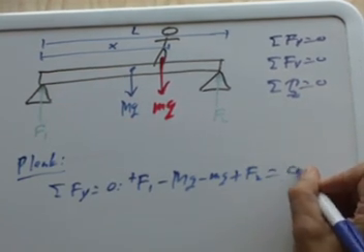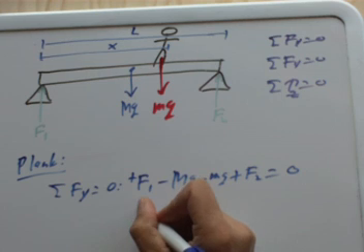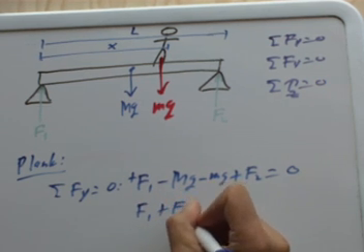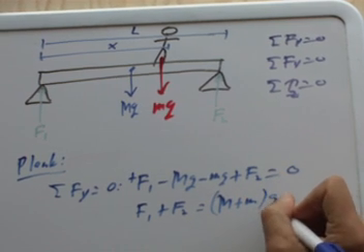And all that's going to be equal to 0. That's the sum of the y forces equal to 0. So we've got the two upwards pushes of the supports, and the weights down. And if I do just a tad bit of algebra on this, just to highlight a little point here, I get that F1 plus F2 is m plus m times g, like that.